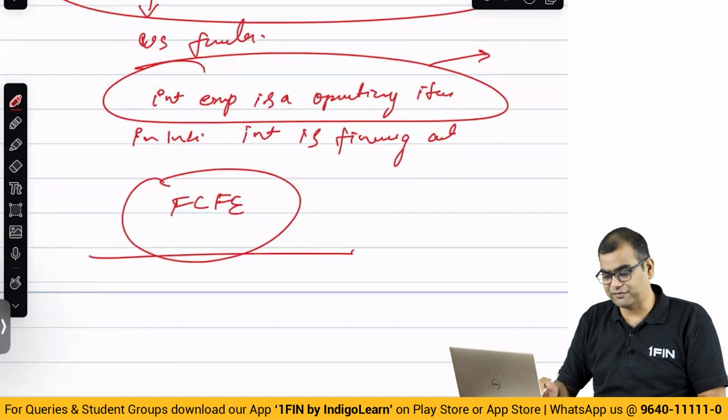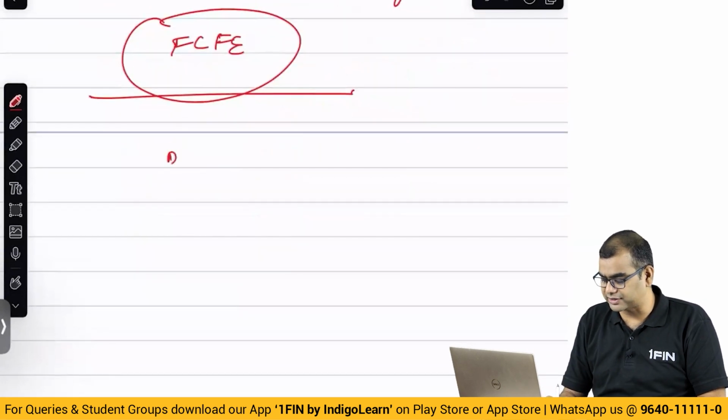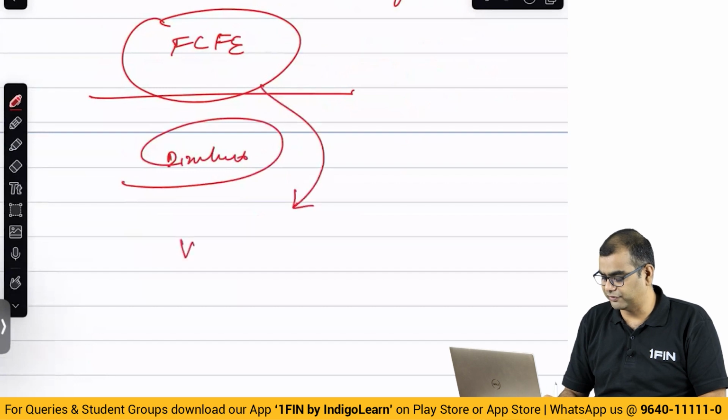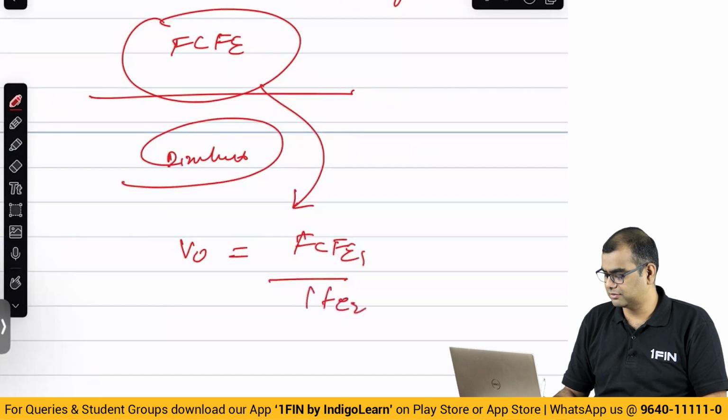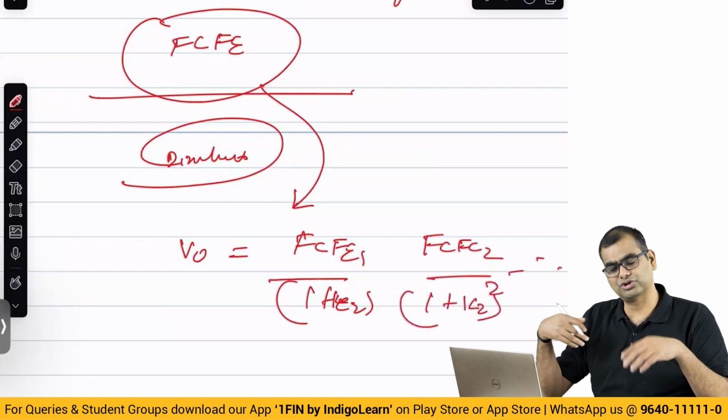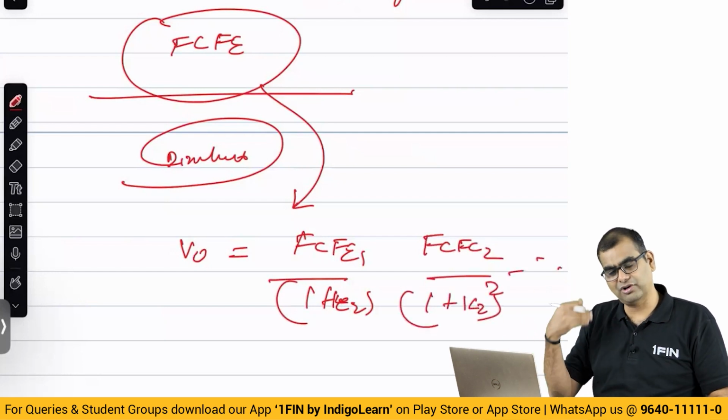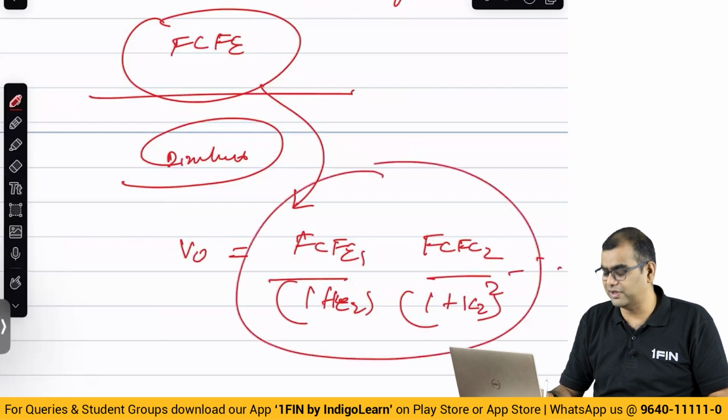Now the same FCFE, if you do not have dividends, you can use to compute the value of the firm. You say FCFE 1 by 1 plus KE, FCFE 2 by 1 plus KE whole square, and so on and so forth. You can use the Gordon growth formula also. Everything can be done on FCFE also.